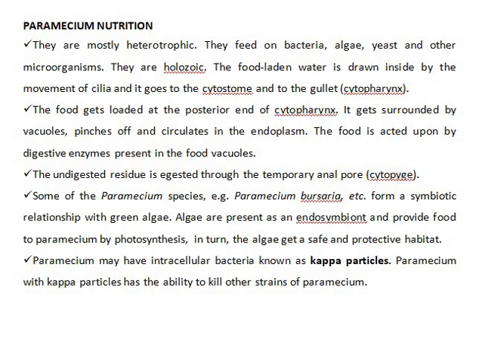Some of the Paramecium species, for example Paramecium bursaria, form a symbiotic relationship with green algae. Algae are present as an endosymbiont and provide food to Paramecium by photosynthesis. In turn, the algae get a safe and protective habitat. Paramecium may have intracellular bacteria known as kappa particles. Paramecium with the kappa particle has the ability to kill other strains of Paramecium.